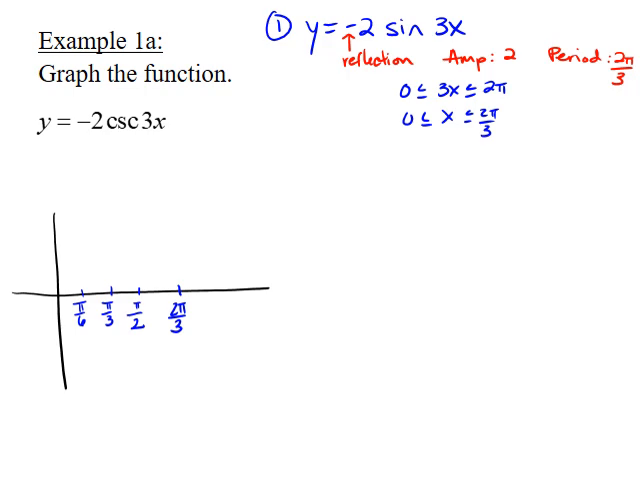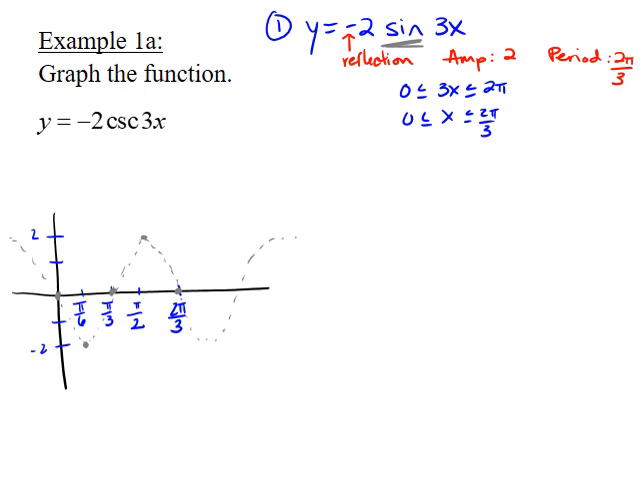So I'm going to graph sine. So here, here, and here. The amplitude is 2. So, and there's a reflection. So this is the graph of cosecant. And remember, the graph of sine will continue forever and ever and ever in both directions.